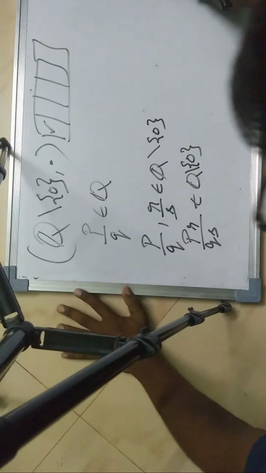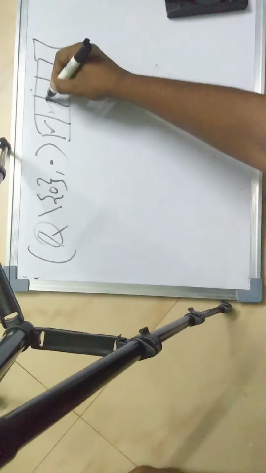Now, associativity. The usual multiplication is always associative for any subset of real numbers. So associativity is always satisfied. Now we need to check for an identity element.